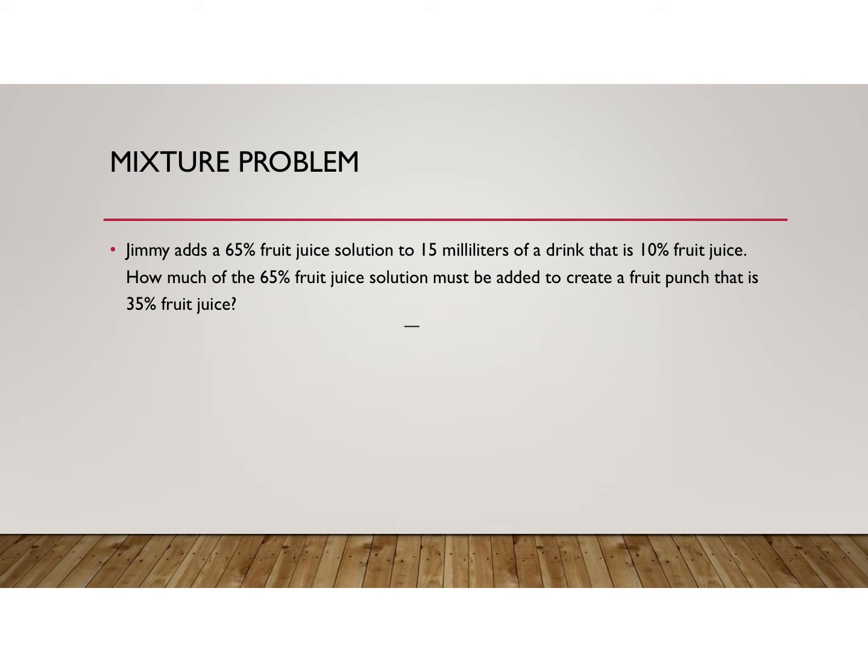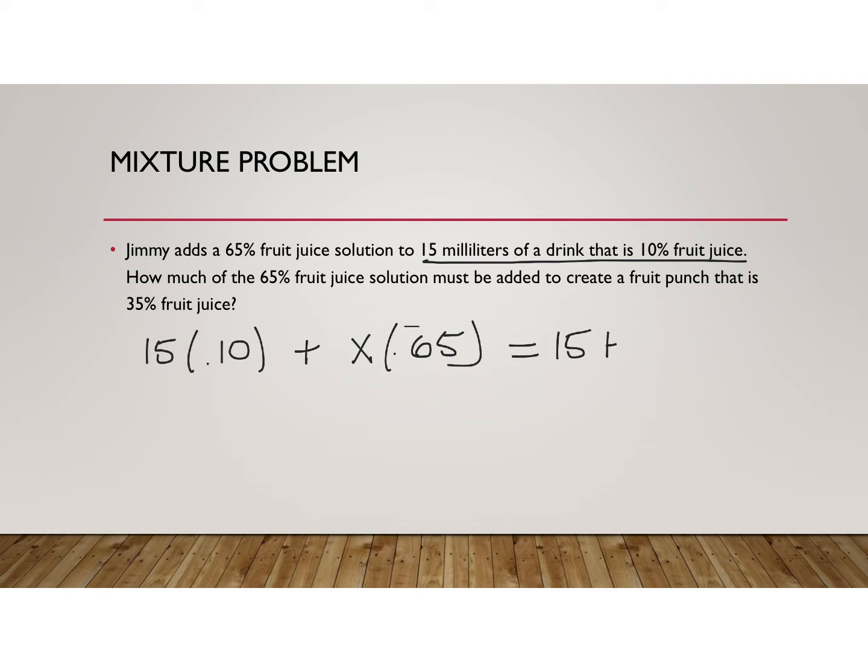In this problem, we're adding a 65% fruit juice to 15 milliliters of a drink that's 10% fruit juice. So this is what I'm starting with, 15 milliliters of 10%. What am I adding to it? I'm adding a 65% juice solution, and I don't know how much of that. Together, again, I'm going to have 15 plus X milliliters, and I want it to be a 35% solution.